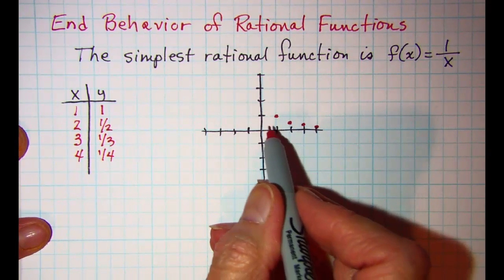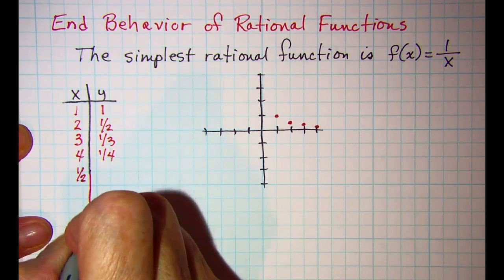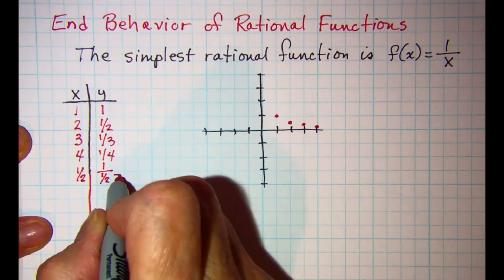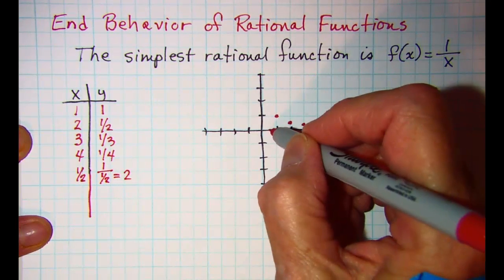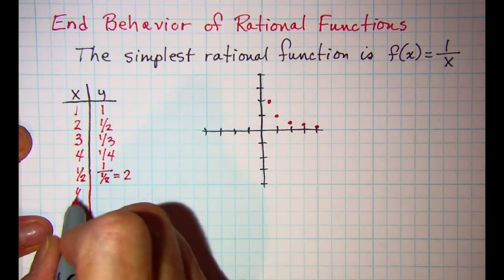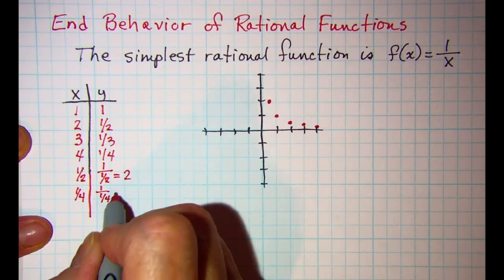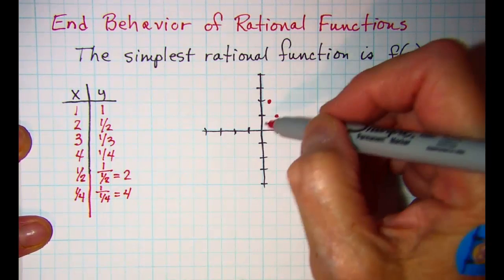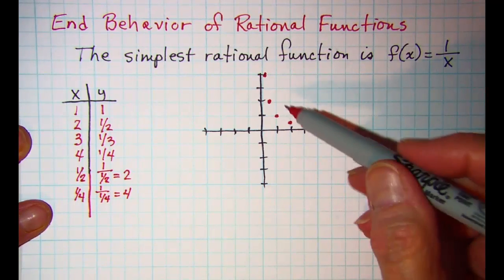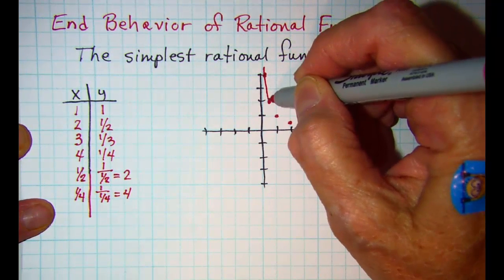Also, let's let x equal 1/2. When x is 1/2, we have 1 divided by 1/2, which is the same as 2. So when x is 1/2, y is 2. And let's just let x be 1/4. We can see 1 divided by 1/4, so y will be 4. So when x is 1/4, y is 4. So in quadrant 1, our curve looks like this.